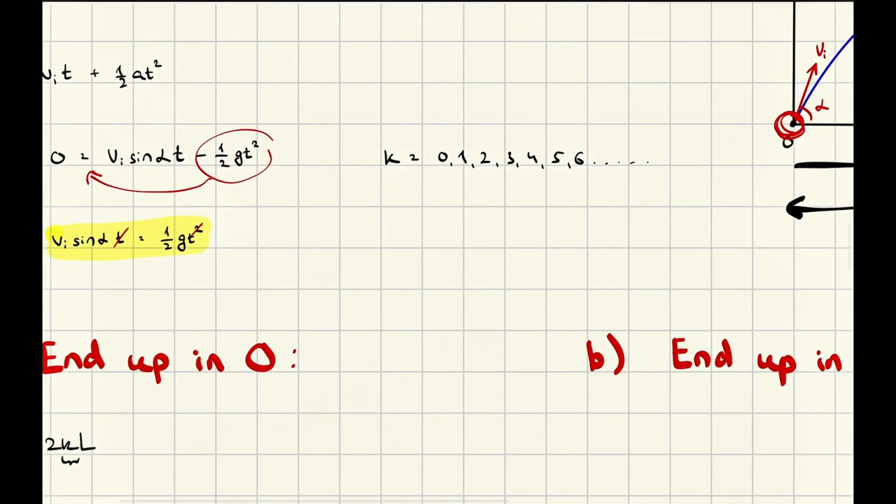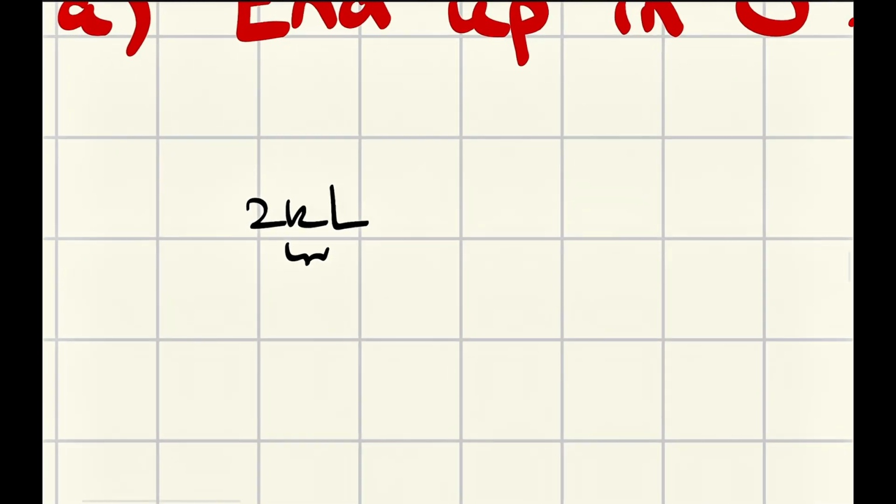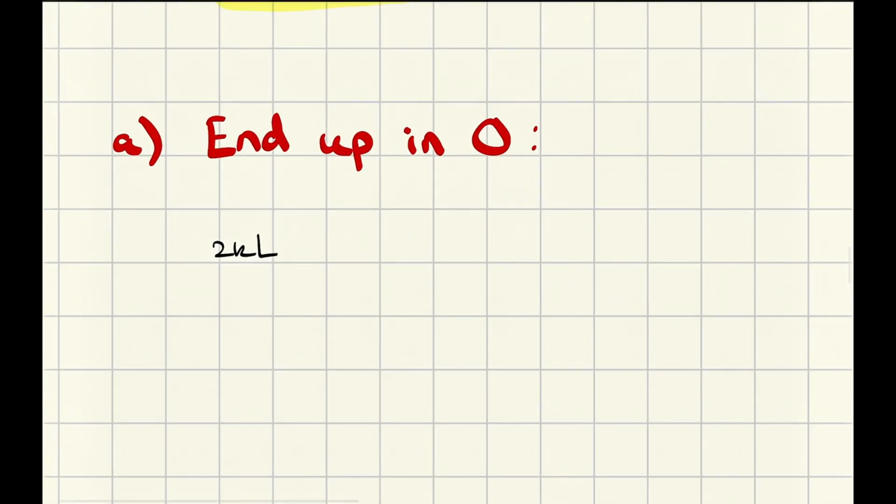Let me write it something like this. K might be 0, 1, 2, 3, 4, 5, 6, and so on. It doesn't matter. So we can put in k any number we want. But whatever we put into k, it would always be multiplied by 2. That's why it will become just an even number of l's. That makes it end up in O. That's good. Okay, the logic is right.